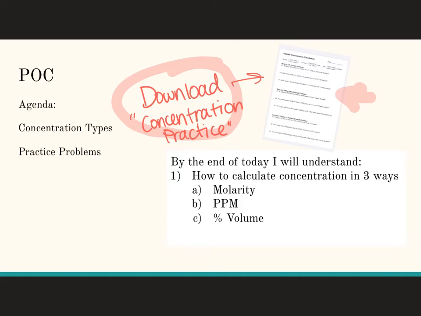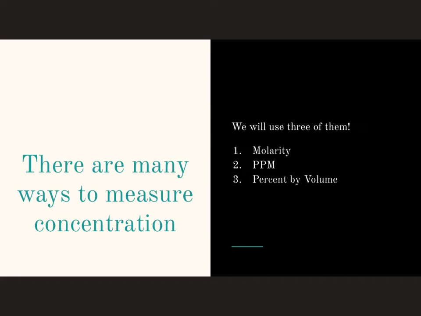So our agenda for today, after you download that, so you might want to pause this video and do that, is to review the different types of concentration, and then you will be doing those practice problems at the end of the lesson. And the goal for today is you will be able to calculate concentration in 3 ways: molarity, ppm, and percent volume. There are lots of different ways to measure concentration, but for our purposes in this class, we'll be talking about molarity, parts per million, and percent by volume.